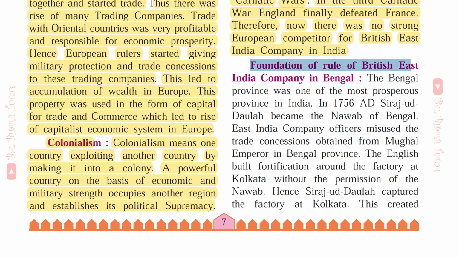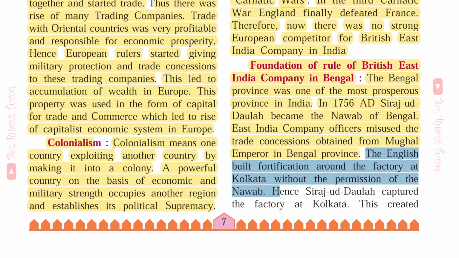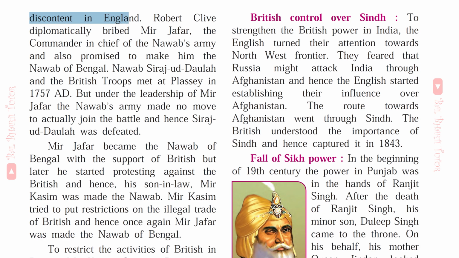Foundation of rule of the British East India Company in Bengal. The Bengal province was one of the most prosperous provinces in India. In 1756 AD, Siraj-ud-Daulah became the Nawab of Bengal. East India Company officers misused the trade concessions obtained from the Mughal Emperor in Bengal province. The English built fortification around the factory at Kolkata without the permission of the Nawab. Hence, Siraj-ud-Daulah captured the factory at Kolkata. This created discontent in England.